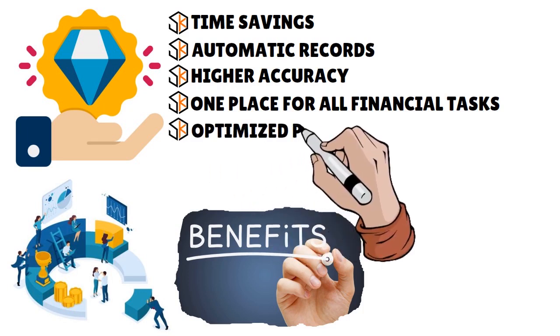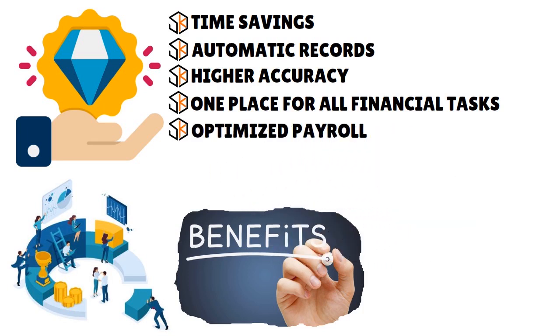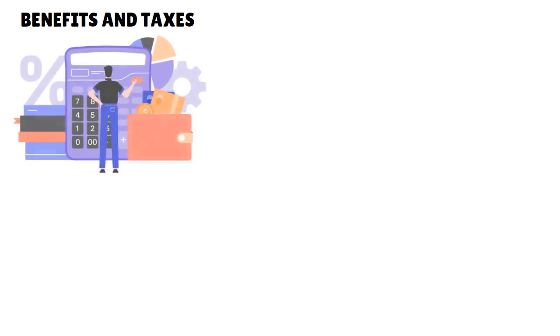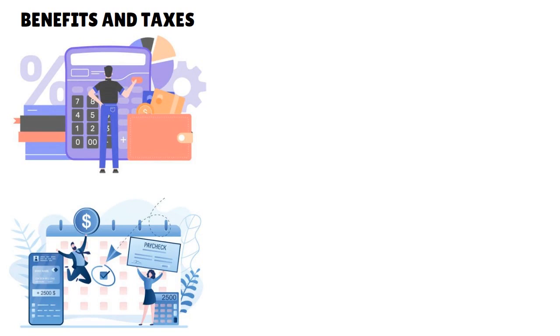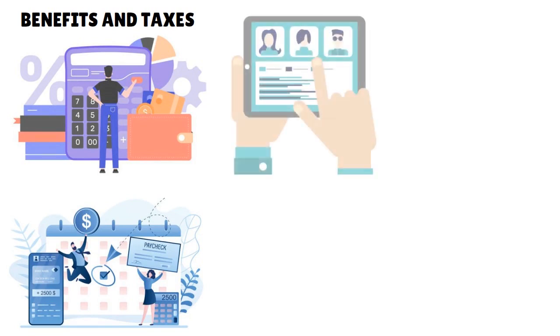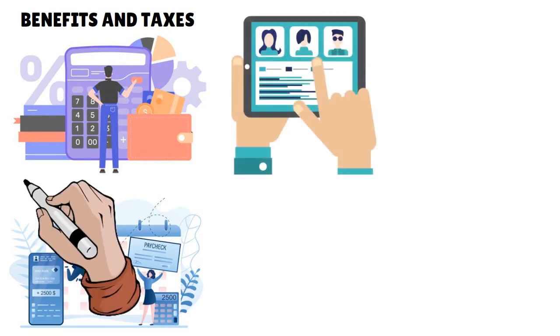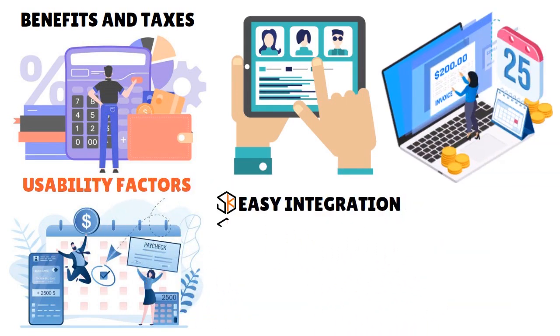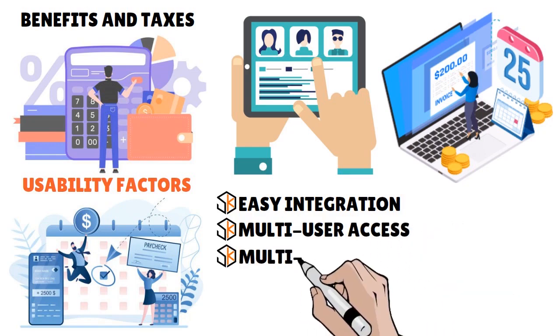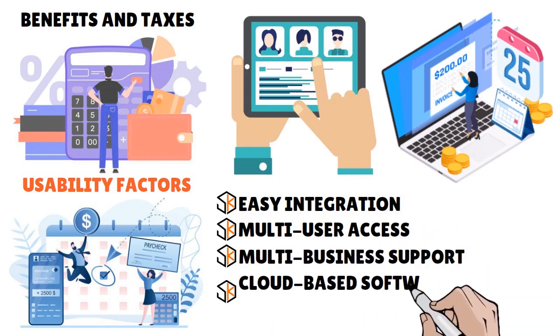You also have optimized payroll. So this is really cool. When I speak about optimized payroll, for instance, with the right accounting software, you can automate your payroll activities so that benefits and taxes are calculated to provide accurate, prompt payment for every employee. Right? It's all about making sure that you took care of your employees, and you also got to look at some usability factors when you look into accounting software, like easy integration, multi-user access, multi-business support, cloud-based software, and mobile access.